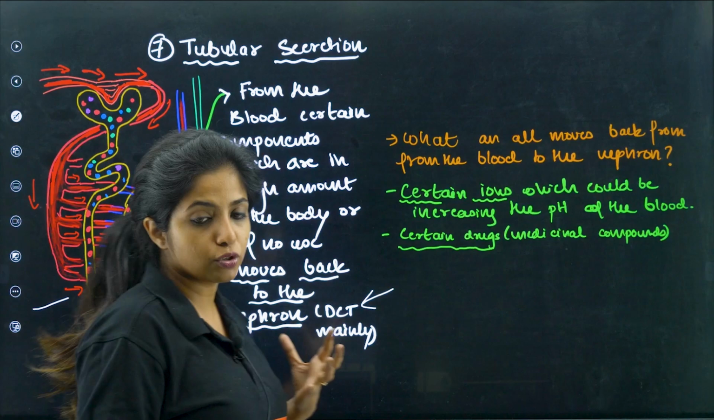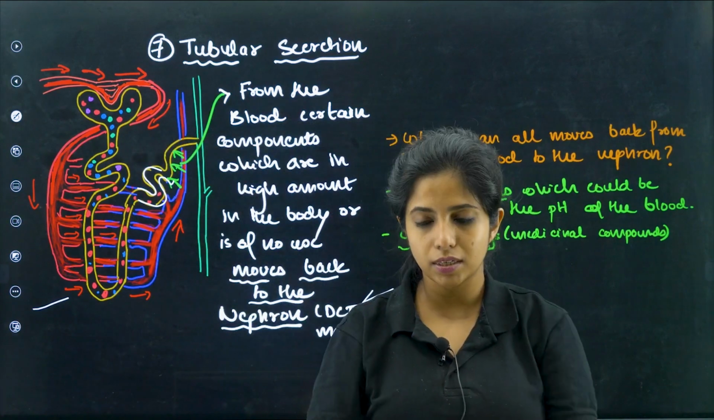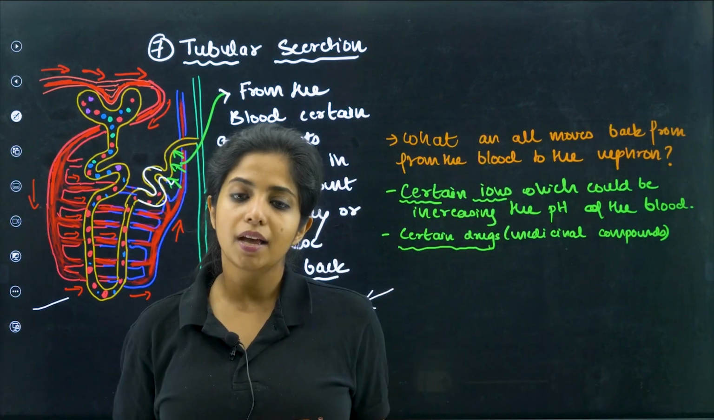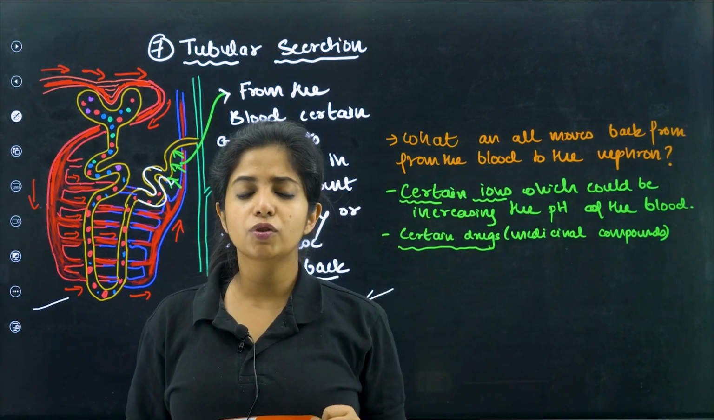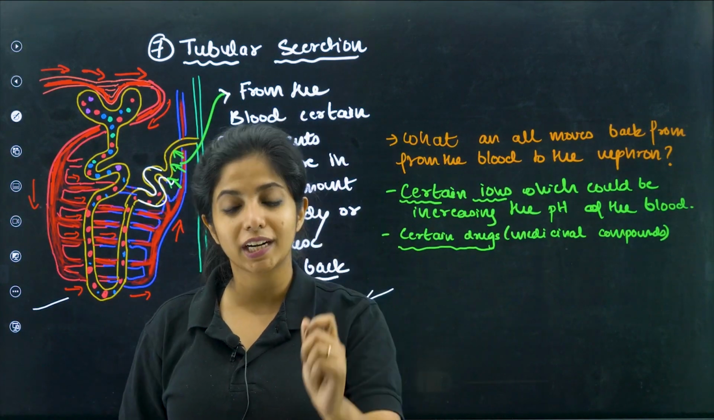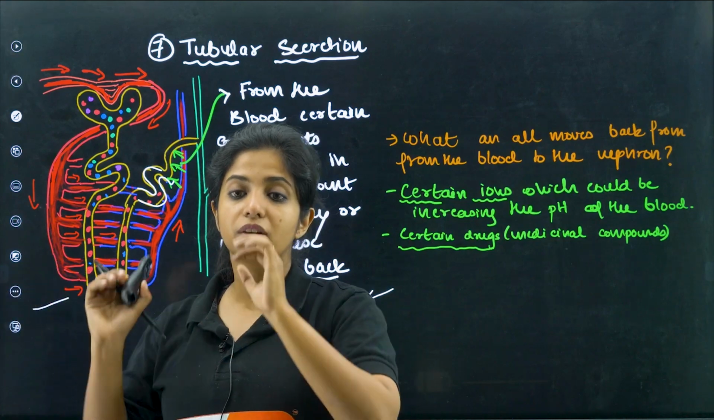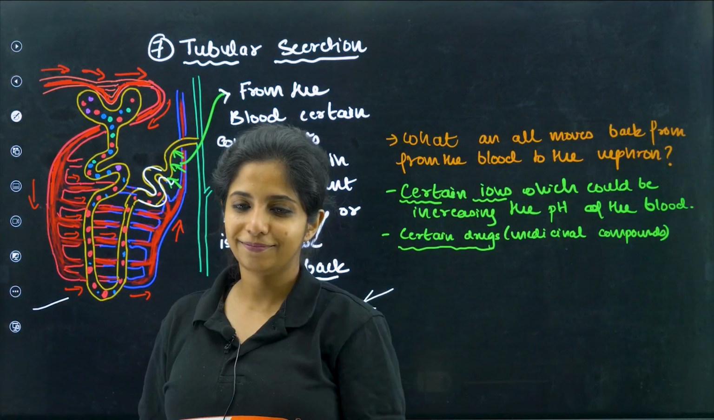So first you saw that the nephron was giving things. Basically, the blood was giving things, that is the glomerulus was giving things. Then you saw that the blood was taking things back, that is selective reabsorption. Now you again saw that blood is giving back. This is known as tubular secretion.